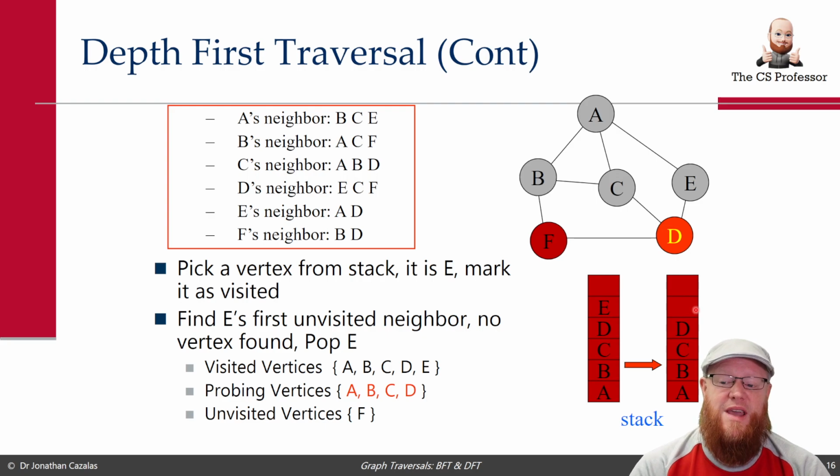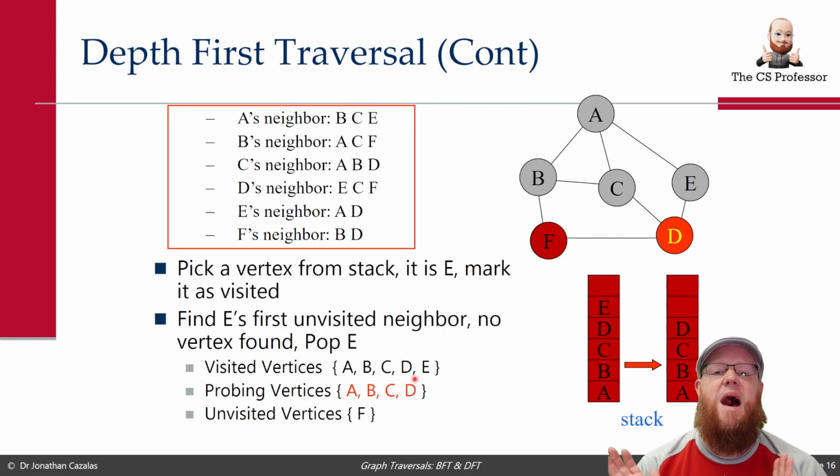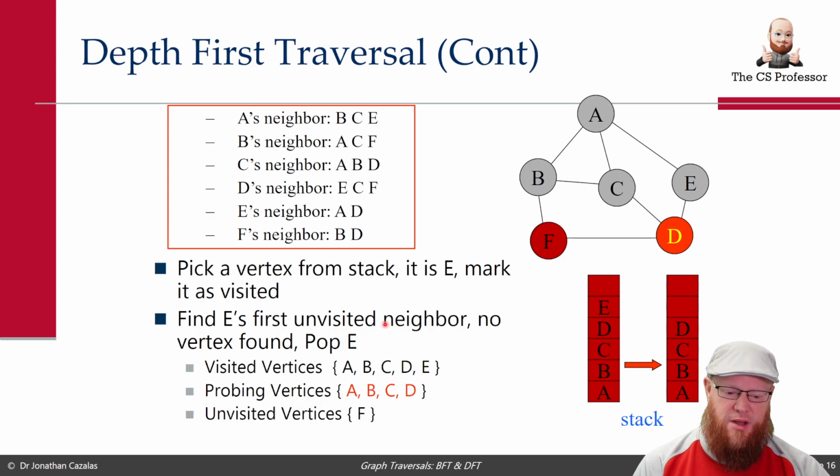After marking E as visited, we ask, does E have any unvisited neighbors? E has 2 neighbors, A and D, but A and D are both already visited. So what does the algorithm say? If there are no remaining unvisited neighbors of E, pop E off of the stack. Remove E. It's no longer under consideration because all paths from E have already been explored. Pop E off of the stack. Done. So now the visited vertices are A, B, C, D, E, but we have removed E from the list of probing vertices. Now the stack is A, B, C, D.